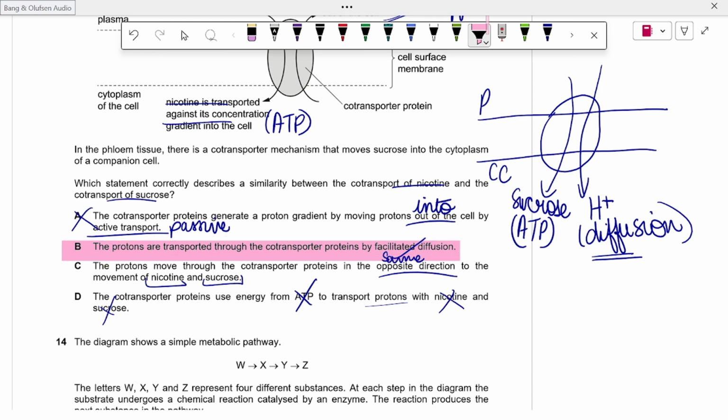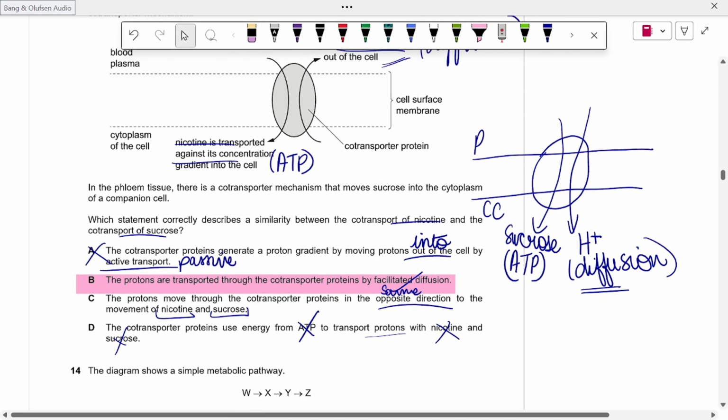अच्छा, they are only looking at your proton. Sucrose की movement नहीं देख रहे. So yes, B is your only correct answer. Is this clear?